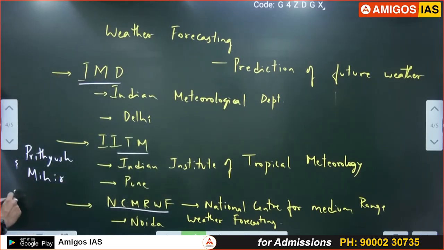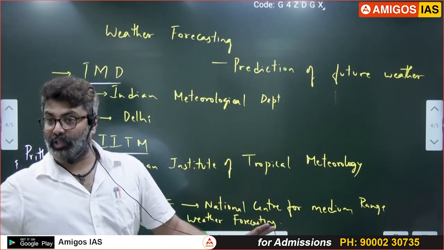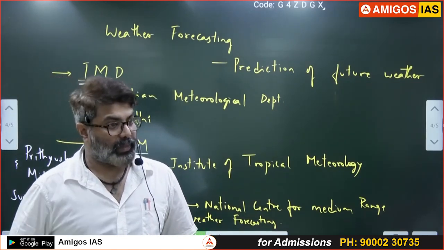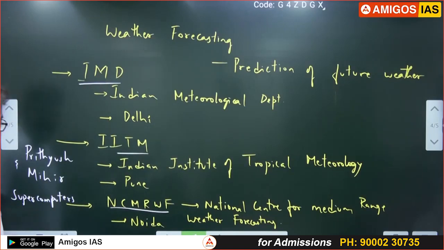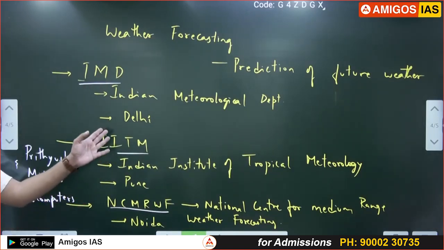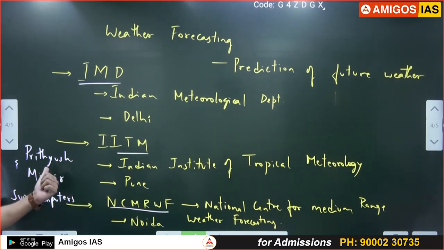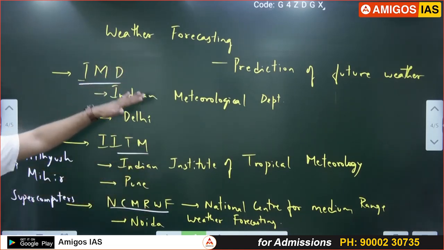Supercomputers, all of you understand supercomputers? This is a science and tech question also, because supercomputer related questions come in which topic? SNT. So Pratyush and Mihir are supercomputers used by Indian organizations, IITM and the National Center for Medium Range Weather Forecasting, for weather forecasting. Okay? Please remember this. These government organizations are doing this.